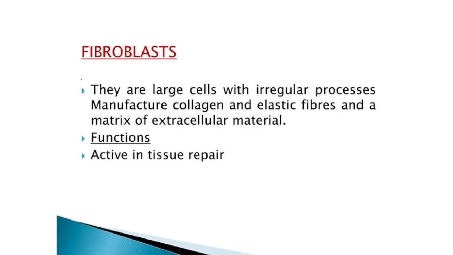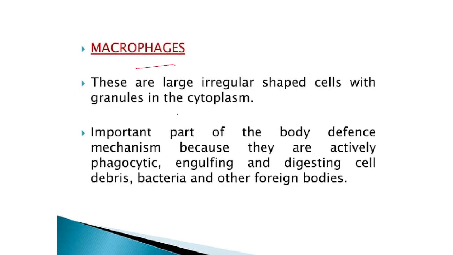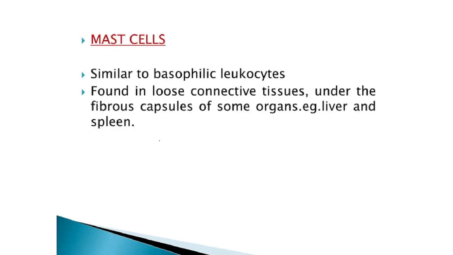Next, same thing, fibroblast, I explained already. Fibroblasts produce collagen and elastic fibers. Next, fat cell, otherwise known as adipocyte, is found in adipose tissue, fat tissues. Macrophages have an important role in the defense mechanism, engulfing and digesting bacteria and cell debris. Leukocyte, that is WBC. And next one, mast cells, basophilic leukocytes.